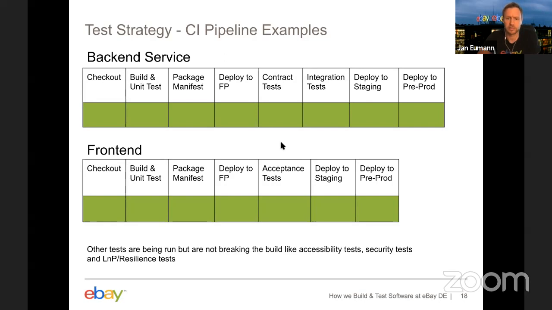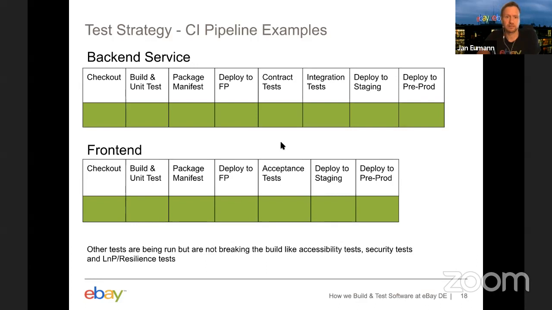So Roy talked about accessibility and security tests and so on. Those are not necessarily part of the pipeline. And this is also just an example, so it might look a little different from project to project, but overall, I would say this is the goal or the idea that we want to achieve with our pipelines.